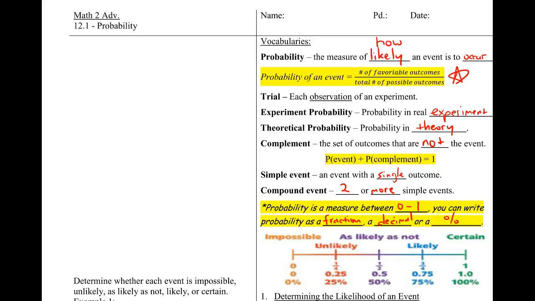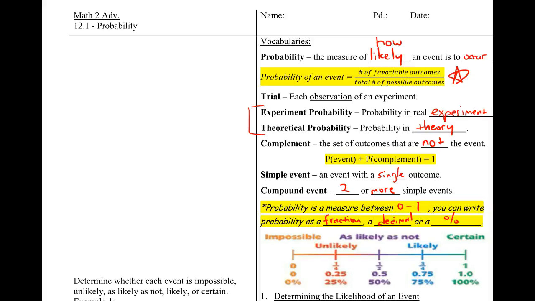Two types of probability: experimental and theoretical. Experimental is the probability that you would find in an experiment, and we're going to do an experiment in class where you'll get to test out experimental probabilities. And then theoretical probability is what should happen, probability in theory. Experimental probabilities don't always line up with theoretical probabilities. They're usually going to be more aligned with experimental because that's what's happening in real life.